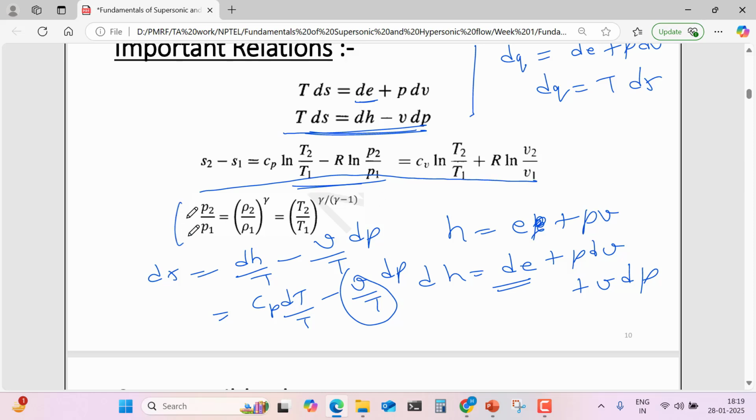And this equation is for isentropic flow. For isentropic flow, S1 equal to S2. It means this will become 0. So if we simplify this equation, then we will get P2 by P1 equal to T2 by T1 to the power gamma upon gamma minus 1, equal to rho 2 by rho 1 to the power gamma. We have seen this equation also, PV to the power gamma equal to constant. This is that only.